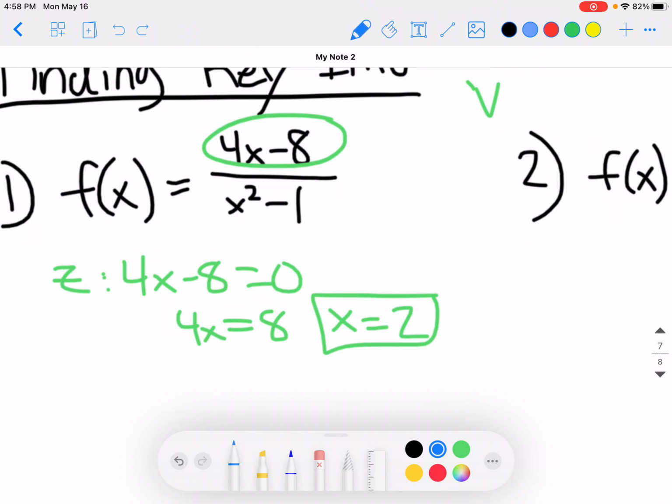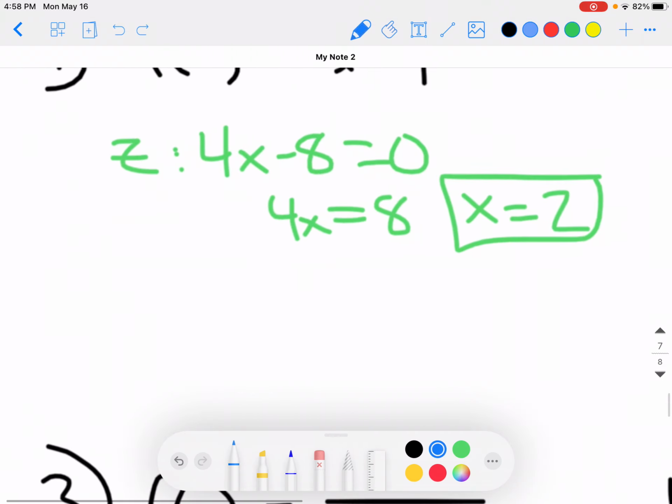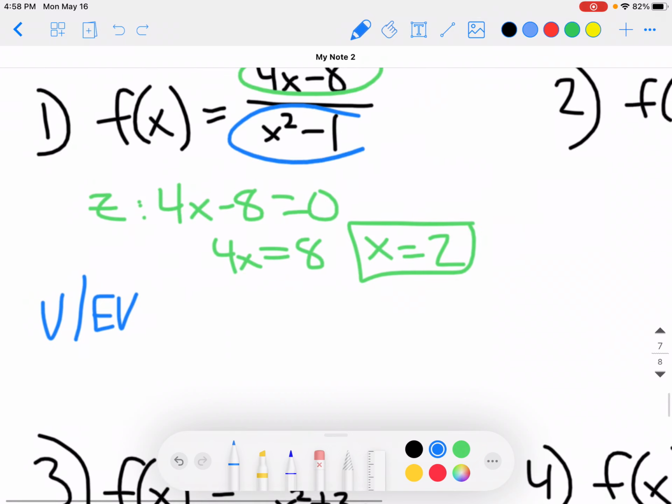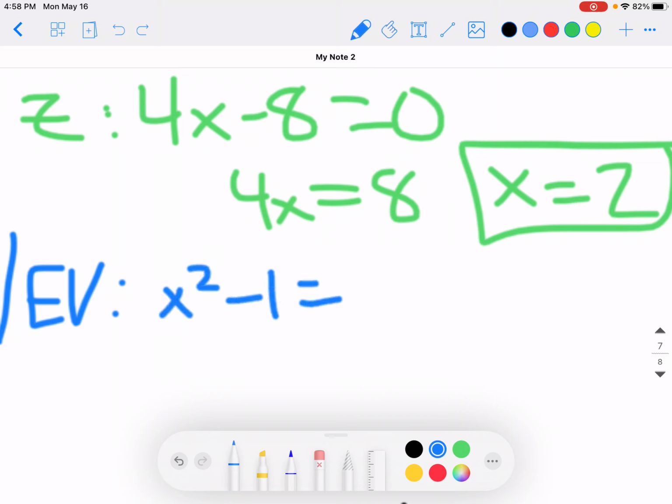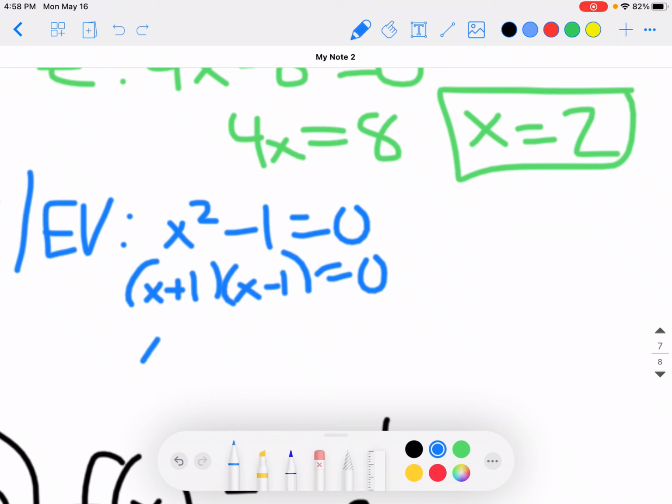Now if I want to look at my vertical asymptotes, so do a V right here. We might also consider these to be excluded values. These terms are loosely the same thing. The excluded values are where your vertical asymptotes will be. For that, we take our denominator and set that equal to 0. So I'll have x squared minus 1 equals 0. I do some factoring, I get x plus 1, x minus 1, meaning that my vertical asymptote is going to be at x equals -1 or x equals positive 1.